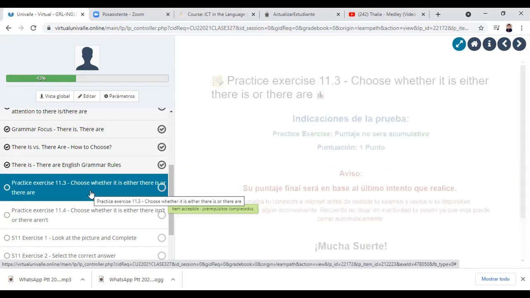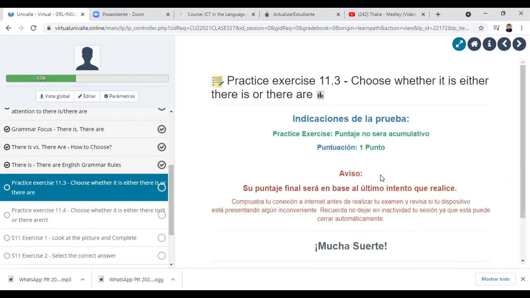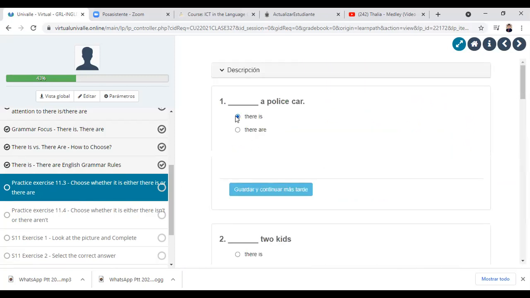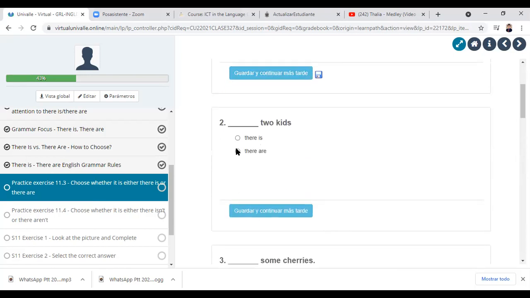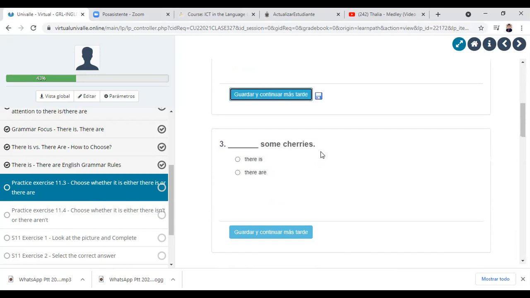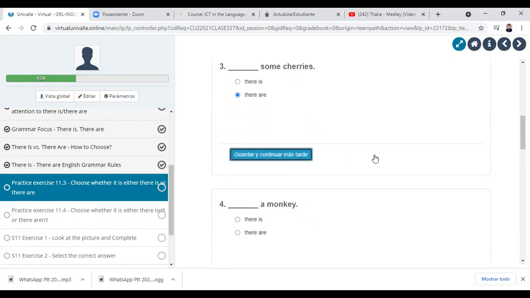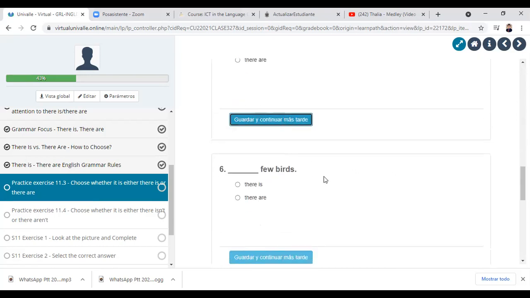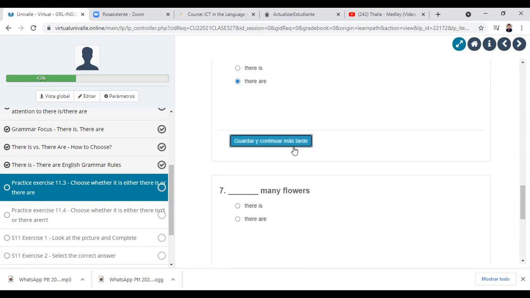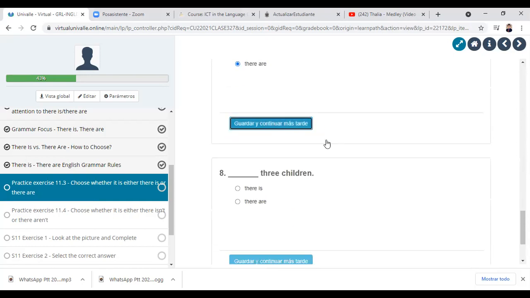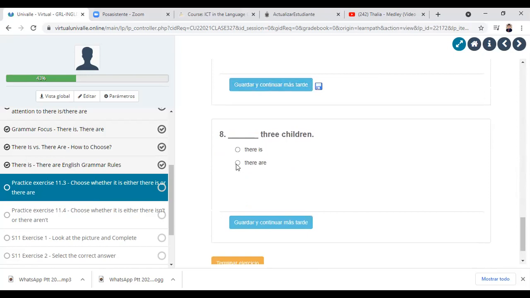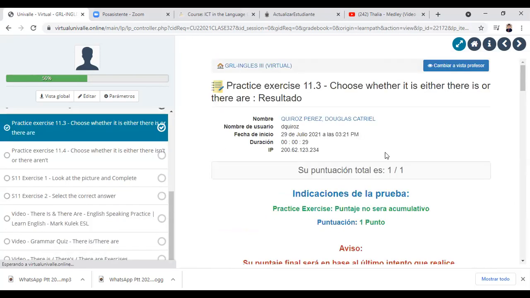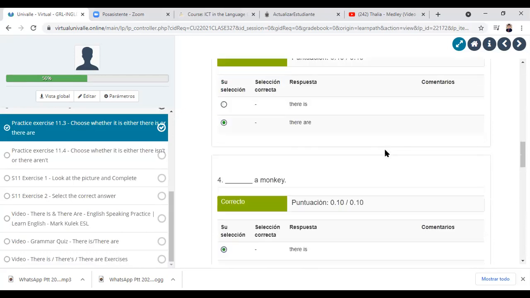Now we're gonna make a practice exercise. Choose whether it is there is or there are. Okay, so there is a police car. There are two kids. There are some cherries. There is a monkey. There is a butterfly. There are few birds. There are many flowers. There are three children. And then we submit, and we're going to get to know if they're good or bad. All of them are correct.